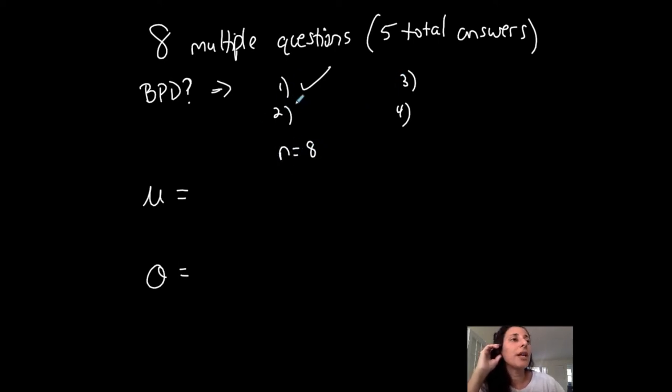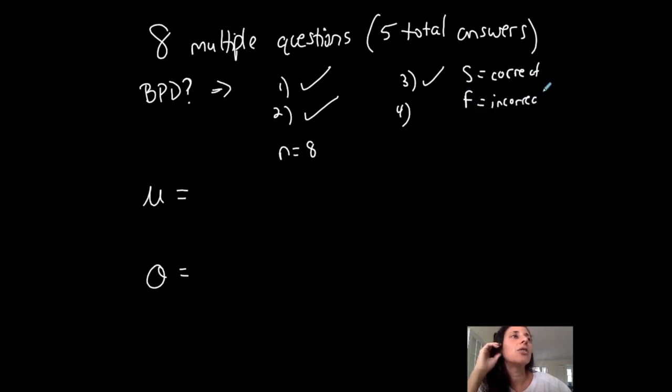Second, are they independent? Let's say me selecting B on question 2, is that affecting me selecting C on question 3? If I'm randomly guessing on each, it should not. So they are independent, right? So boom, second requirement is met. Third, do I have only 2 outcomes, success or failure? Yes, success would be getting a correct answer, and therefore failure would be incorrect, right?